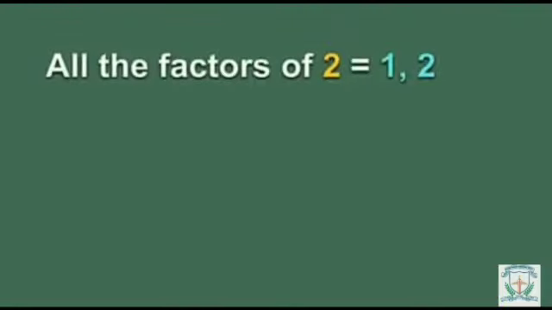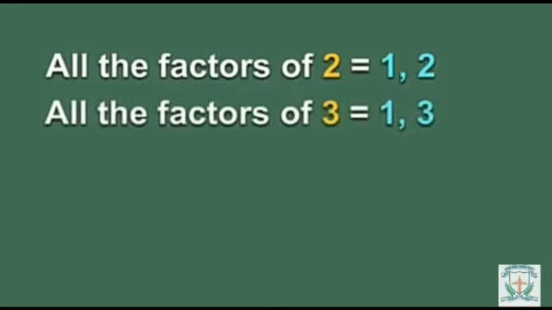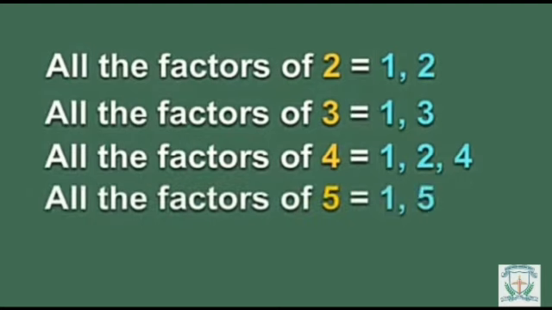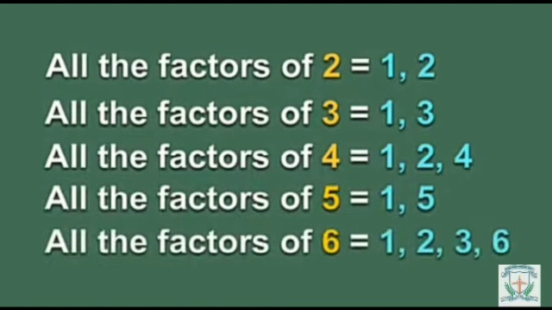Prime number. All the factors of 2 are 1 and 2. All the factors of 3 are 1 and 3. All the factors of 4 are 1, 2 and 4. All the factors of 5 are 1 and 5. All the factors of 6 are 1, 2, 3 and 6.